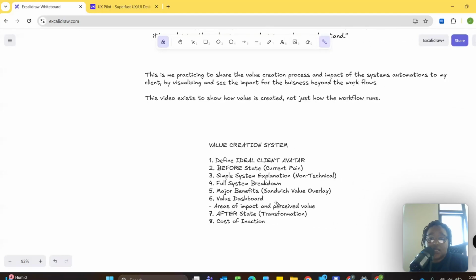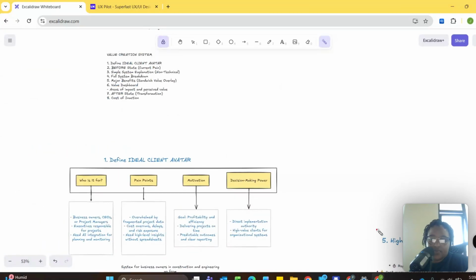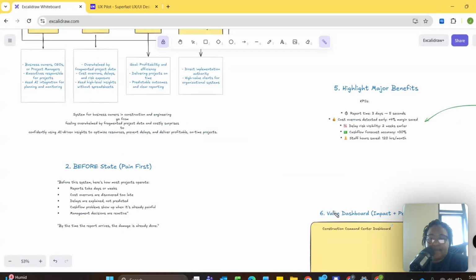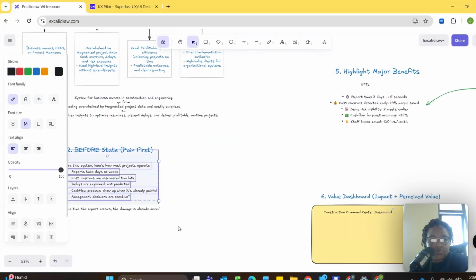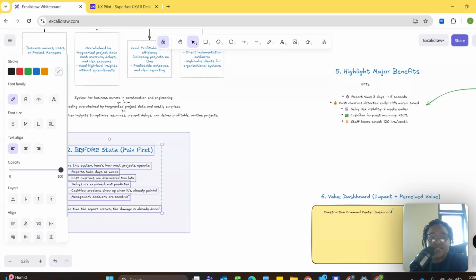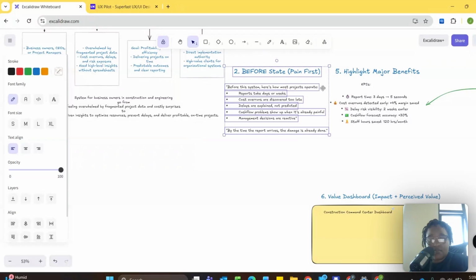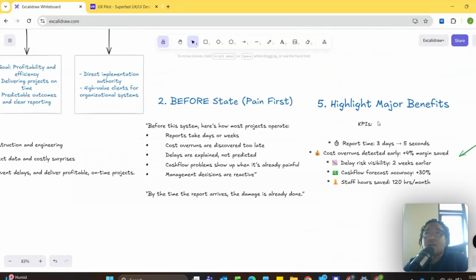This is what I call a sandwich value overlay. We all remember the pain points, right? Which was step number 2. After analyzing the ideal client, we saw the pain points, and we further analyzed them. So number 5 is highlighting the major benefits. All this is a process that starts from when you discovered your client and analyzed your client.